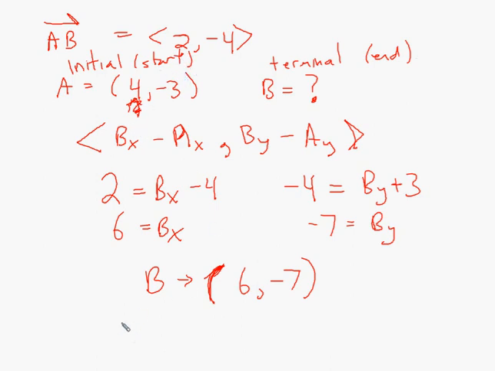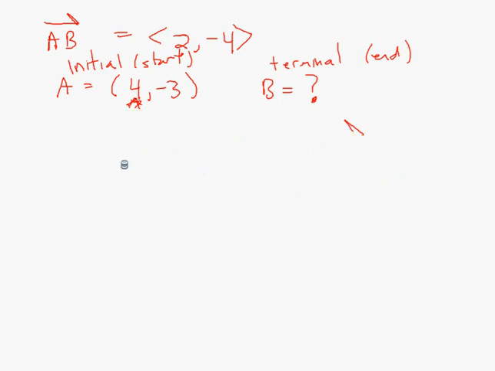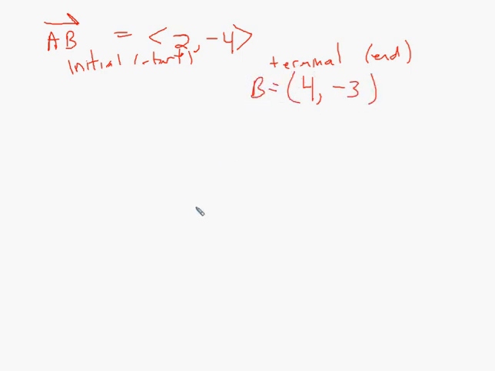Okay, we could do it a little bit different. I'm going to have the same resultant vector, but now instead of A being 4, negative 3, do we get all this down because I'm about to erase it? Okay. So instead, maybe B, my terminal point, is 4, negative 3. So point B is that. And I want to know, well, what's point A? What's the initial point?